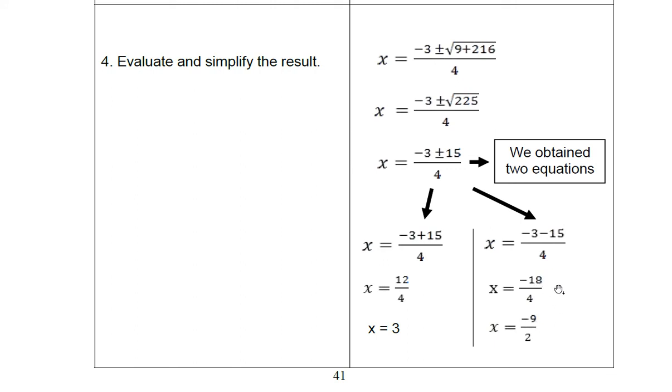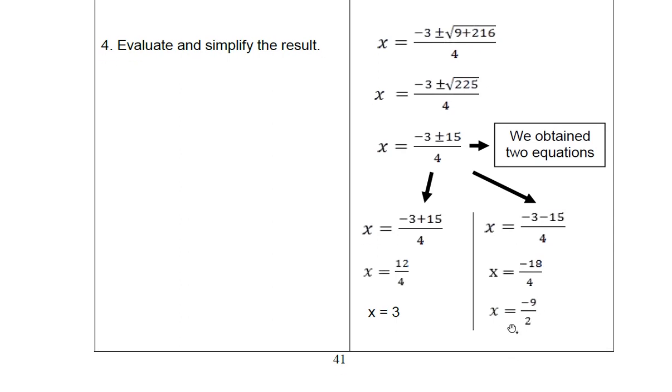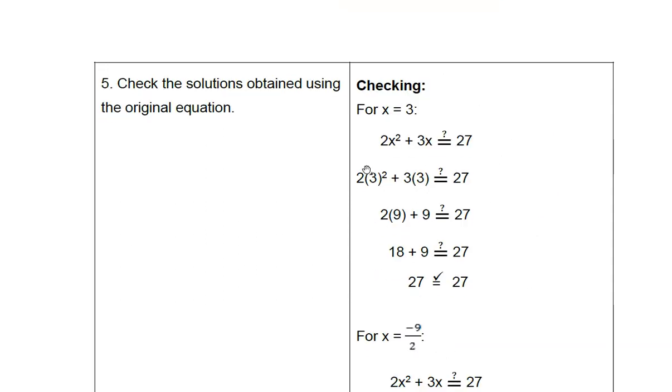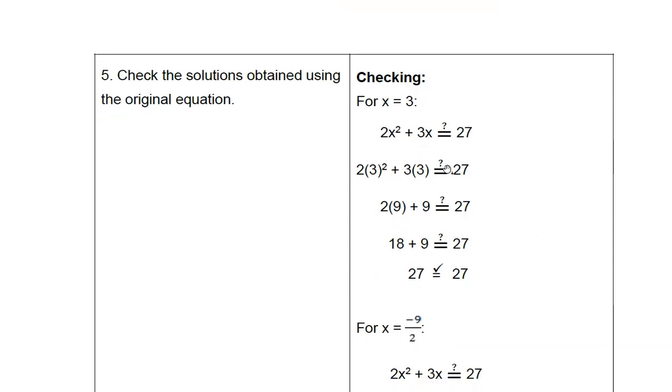So that is just reduced. We reduce by 2, so we have negative 9 halves. Then check your answers, the value of 3. From the original equation, 2x squared plus 3x equals 27. So the value of x is 3. So we have 2 times 3 squared plus 3 times 3 equals 27. 3 squared, that is 9, times 2, 18, plus 9, that is 27.